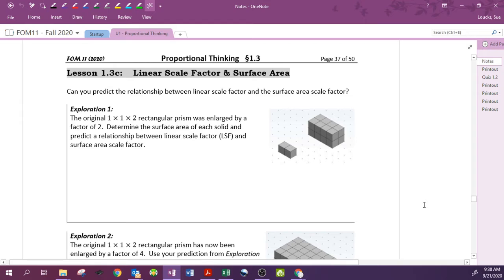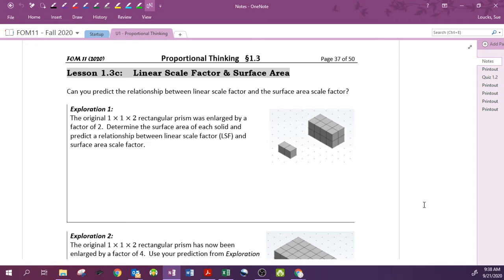Can we predict the relationship between the linear scale factor and the surface area scale factor? Isn't this like square root law? Not yet. Not yet. So let's do some calculations.